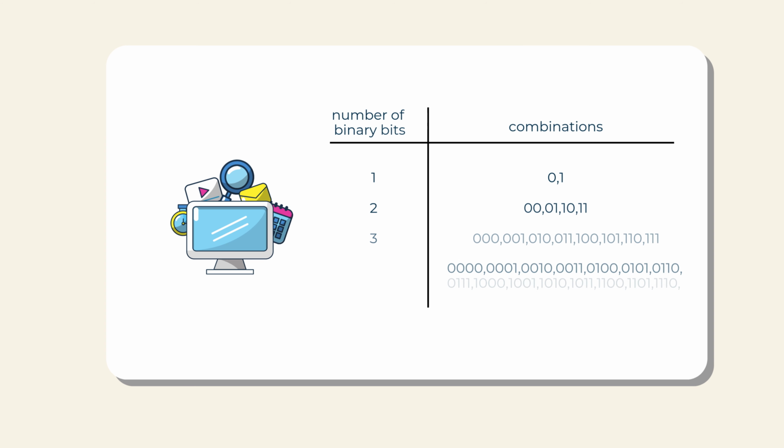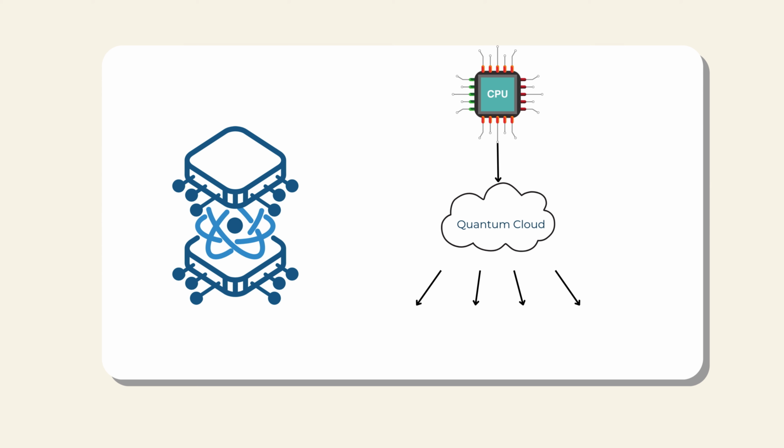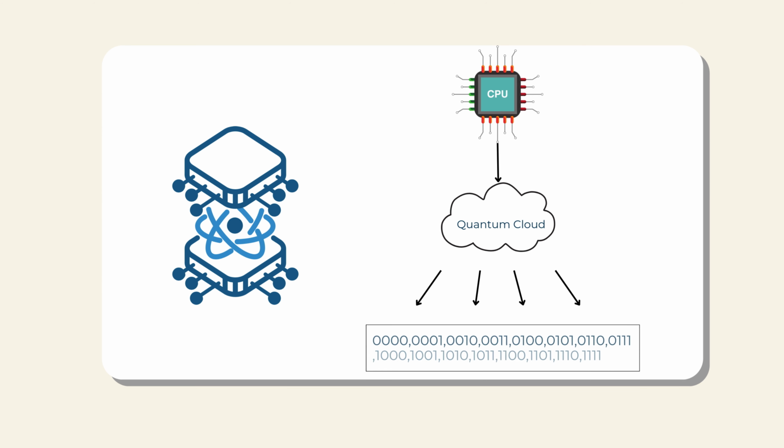For instance, if you want to brute force a 4-digit password, a classical computer must try each of the 16 possibilities, one by one. But with quantum computers, because of superposition, qubits can represent 2 to the power of n states simultaneously, all possible combinations at once. So with just 4 qubits, you can explore all 16 possible password combinations in one go. This parallelism doesn't come from multiple cores, it's a natural feature of quantum states.